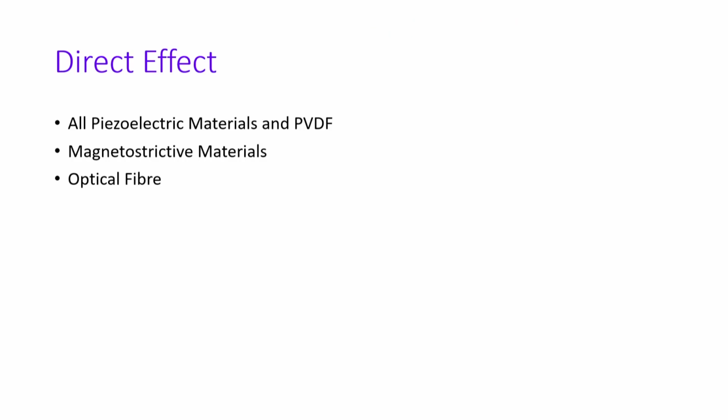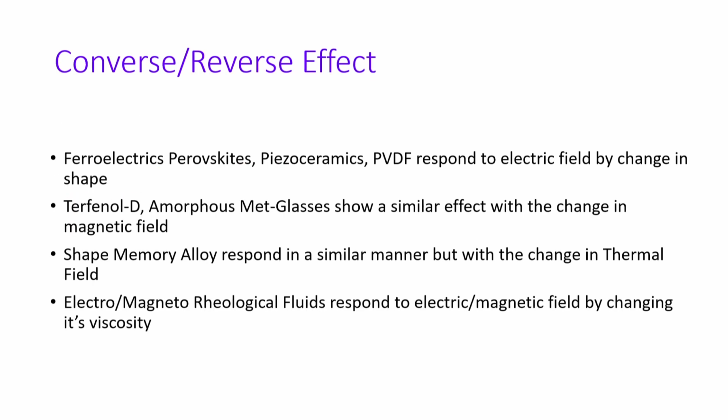Now, let us look into the direct effect, that means application of the stress creating the change, and what are the materials that can show this? Piezoelectric material and polyvinylidene fluoride. So, these are basically piezoelectric ceramics, I should say, and this is a polymer. And magnetostrictive materials, optical fiber, I have already talked about them. Now, the converse effect or the reverse effect, that is the electric field creating these kind of mechanical changes, you would see in ferroelectric perovskites, piezoceramics, PVDFs. So, many of them you have seen in the other set also.